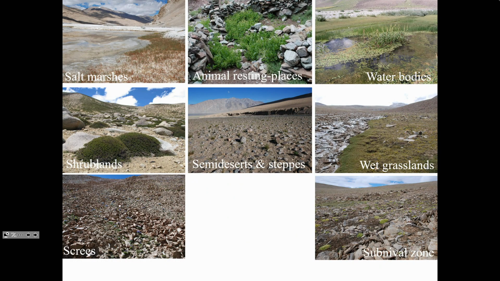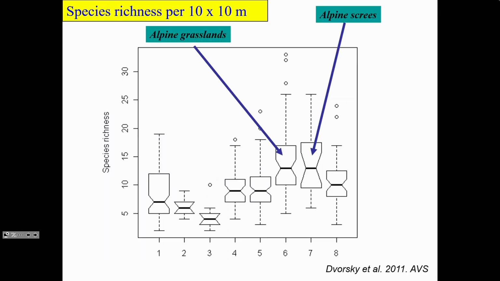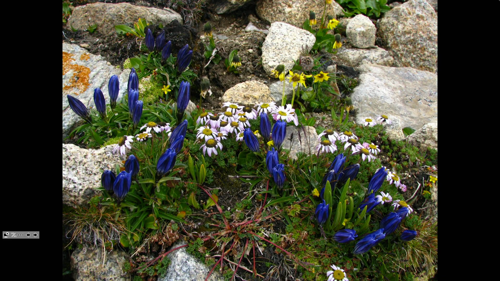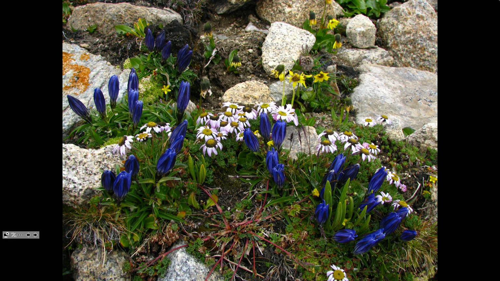Another line of research we were following was whether we can categorize different habitat types and whether we may find differences in species diversities and, for instance, coexistence mechanisms based on the trait structure. Yeah, here you can see 8, if I count correctly, vegetation types. Semi-desert, steppe, water bodies, wet grassland, subnival zone, shrublands, etc. The most diverse, so we are talking about the alpha diversity, plot-level diversity, are alpine grasslands and alpine screes. With some of the outposts, as I mentioned before, the diversity goes over 30 species per basic sampling unit.